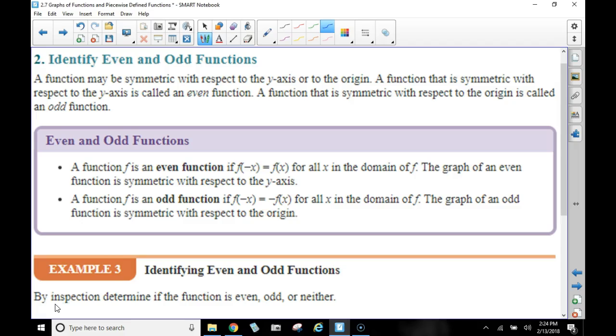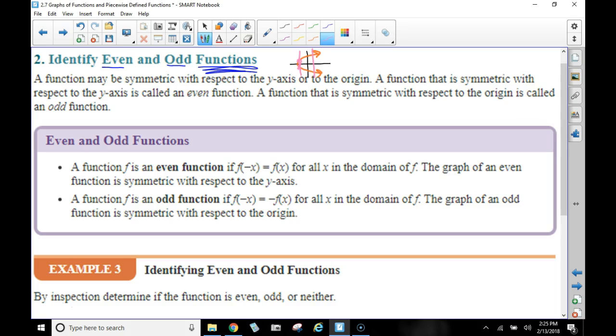Okay, so the next section will deal with identifying even and odd functions. Now, the one I just showed you was not a function because it did not pass the vertical line test. So any graph that would be symmetric about the x-axis, maybe like a little sideways-opening parabola, is not a function, right? It fails the vertical line test.